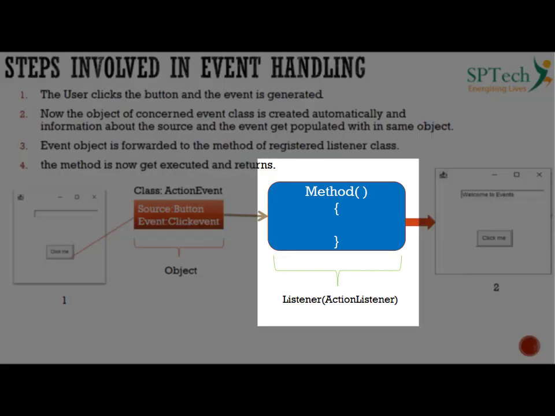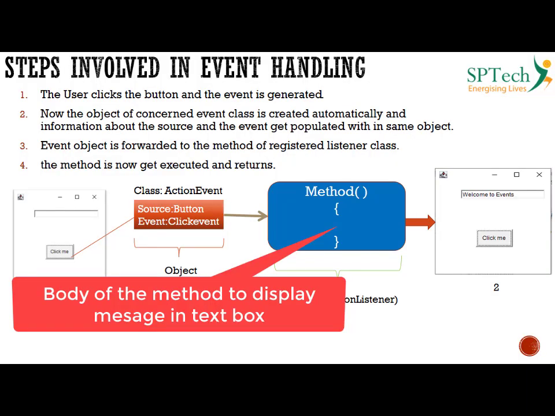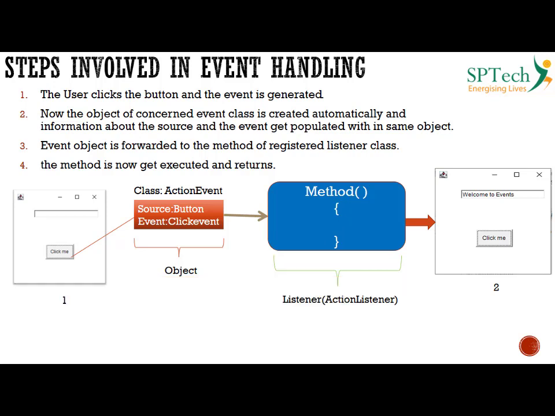Now there is a listener called ActionListener. It is basically an interface. This interface has a method. So this object will be transferred to that particular method, or the method catches this particular object, and this method will have a logic to display that message "Welcome to events" in the text box. In order to do this, you have to ensure that this method is registered, or this interface called ActionListener is registered with that particular button object.